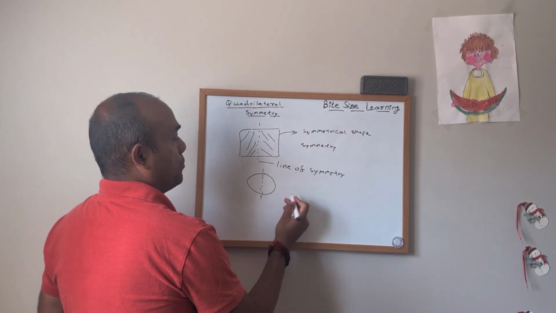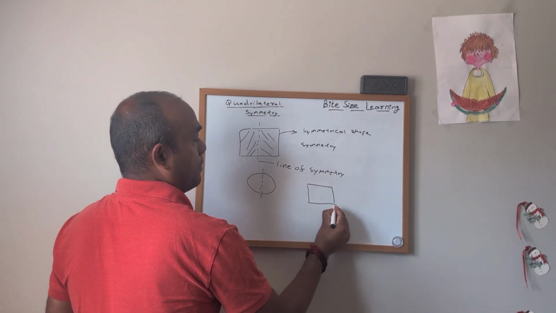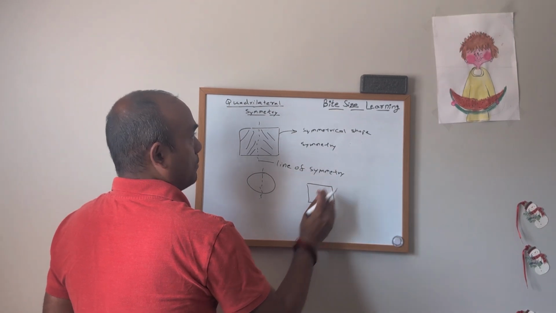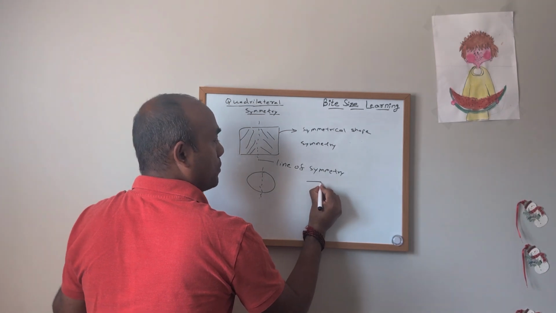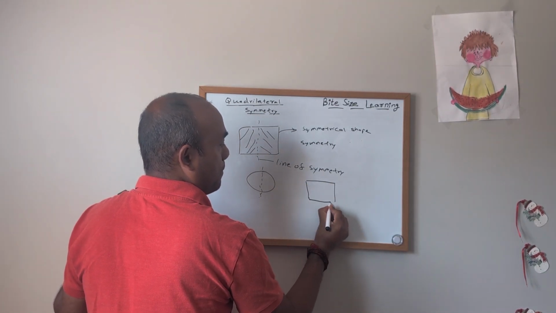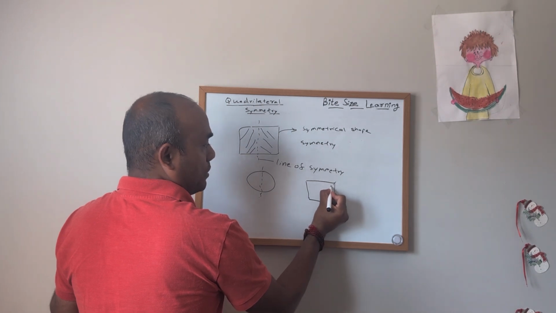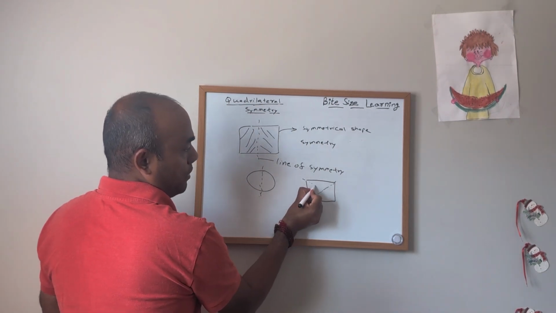Now, in case of a square, let's say we draw a square, and then this is called the diagonal of a square. This is also called the diagonal of a square.